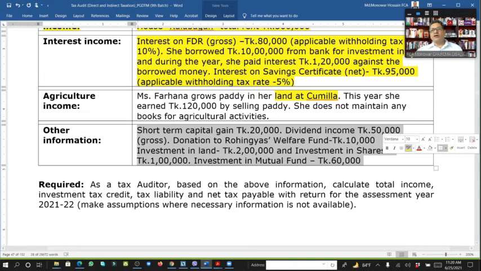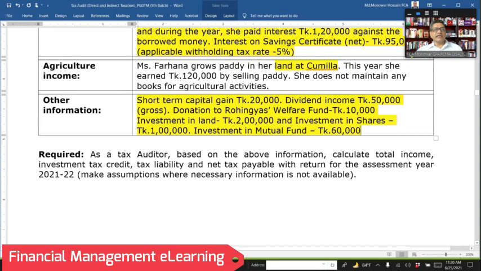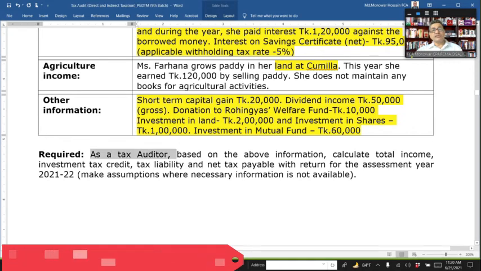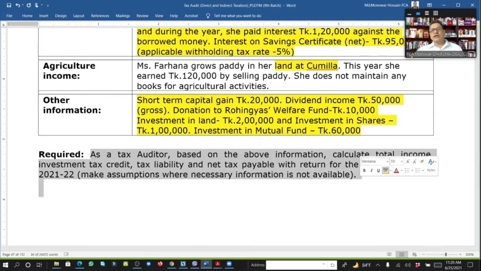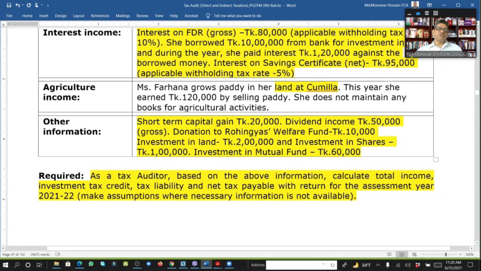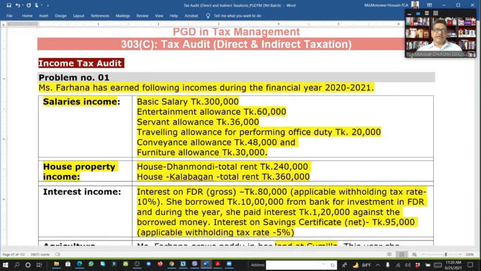All the information is here. Based on that, the requirement as a tax auditor, based on the above information, is to calculate total income, individual tax credit, tax liability, etc. You have to calculate. This math we will calculate in the next class, but it is your homework. I am giving the sheet just after finishing the class, so you will try to calculate it.